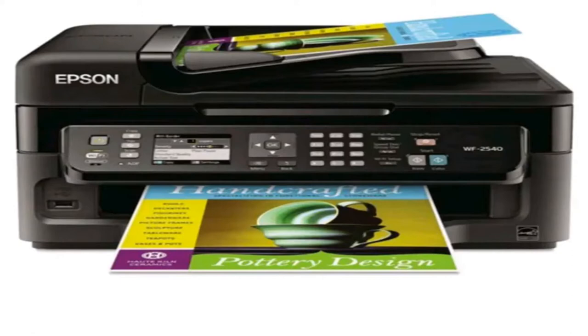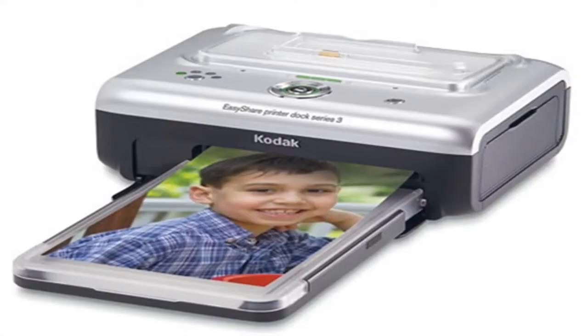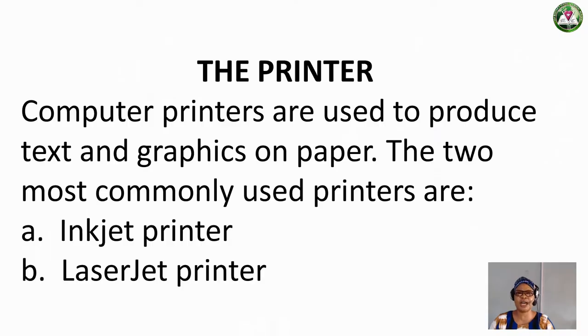Okay, the printer. Computer printers are used to produce text and graphics on paper. The text or information on paper is known as hard copy. It is called hard copy because you can see it, you can touch it.